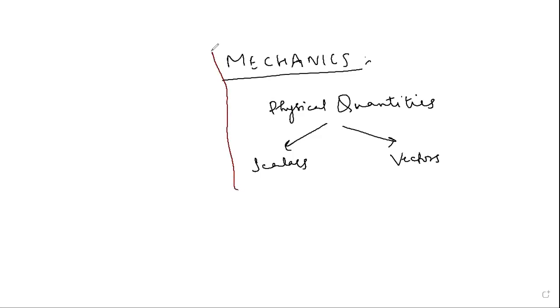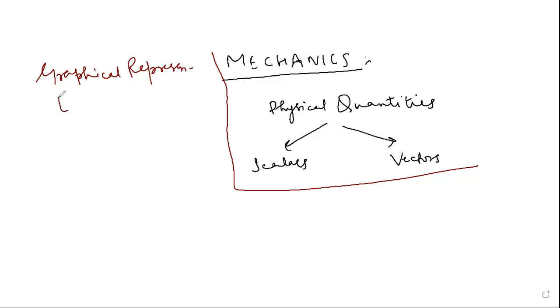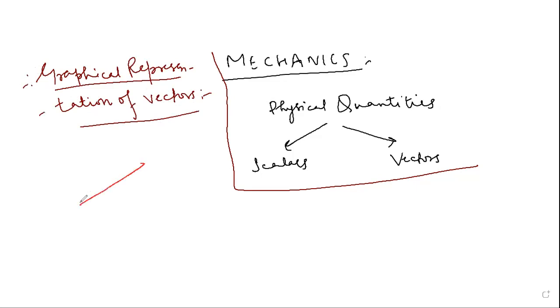First thing, how we represent vectors, right? So we represent vectors graphically. I write here graphical representation of vectors. You know this. I'm just revising it. Graphical representation of vectors. How we represent graphically vectors? We represent a vector graphically by an arrow, right?